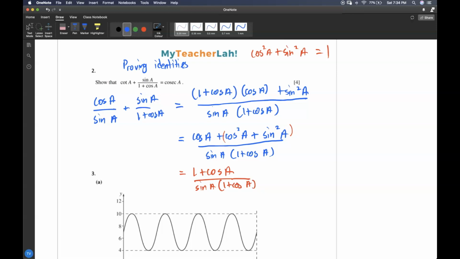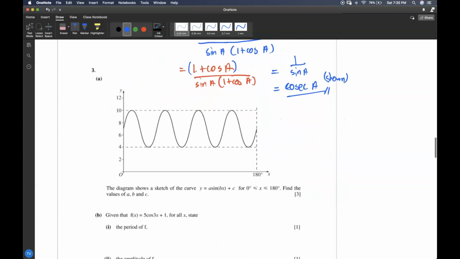Notice this. The top and the bottom are equivalent, and it's actually something that we can cross or divide. So this will disappear if you simplify it, and you will end up with 1 over sine of A. Of course, the reciprocal trigonometry for 1 over sine A is equivalent to cosecant of A. And you basically have shown it. Alright, hope that makes some sense to you. Okay, we'll go into the next question.